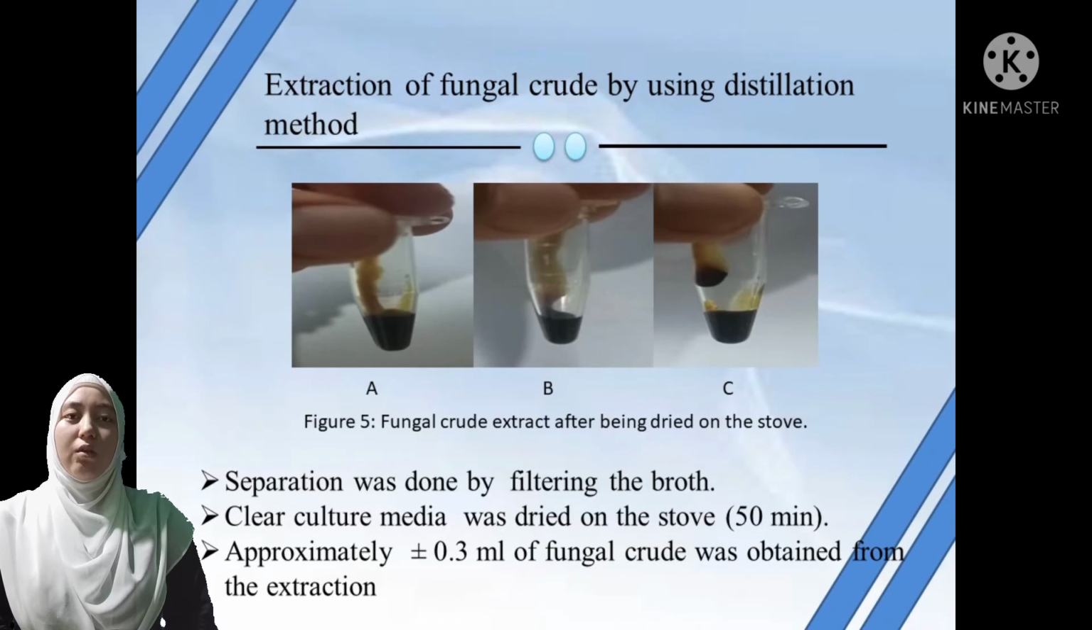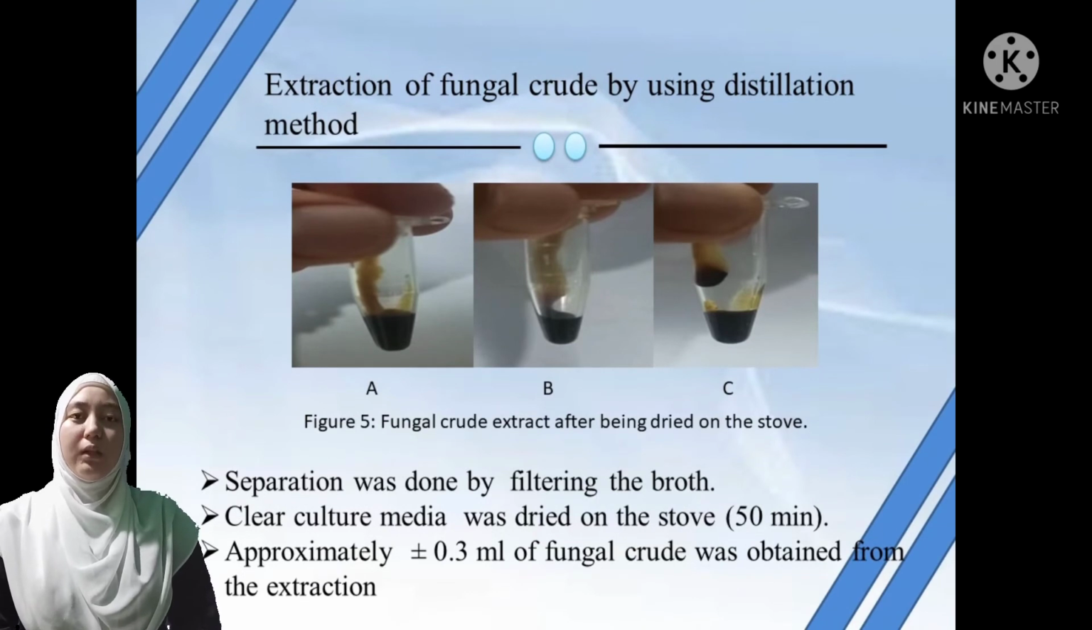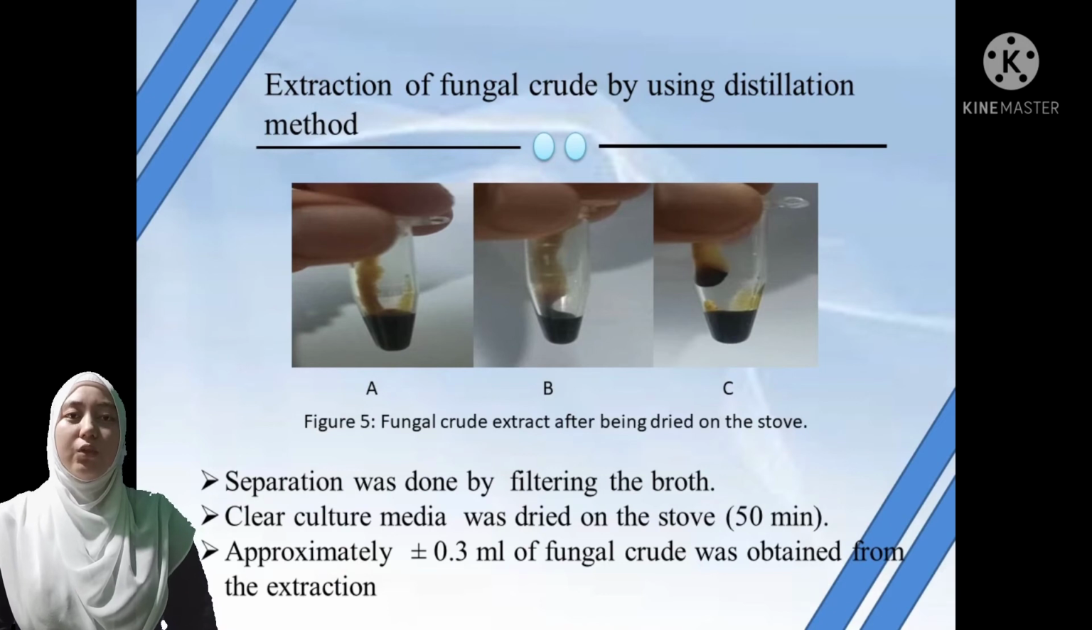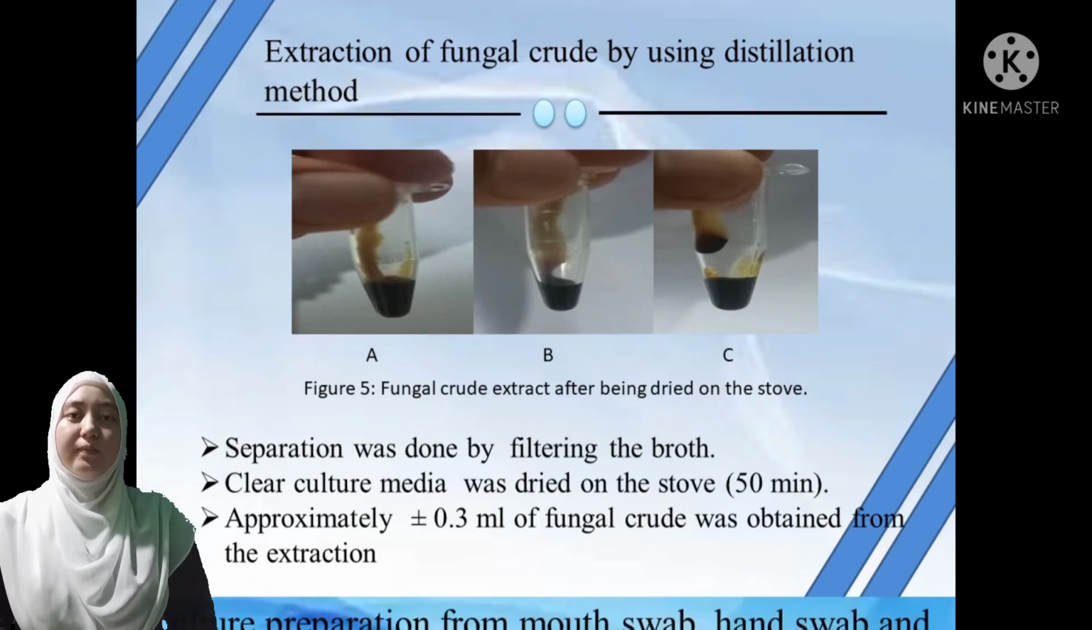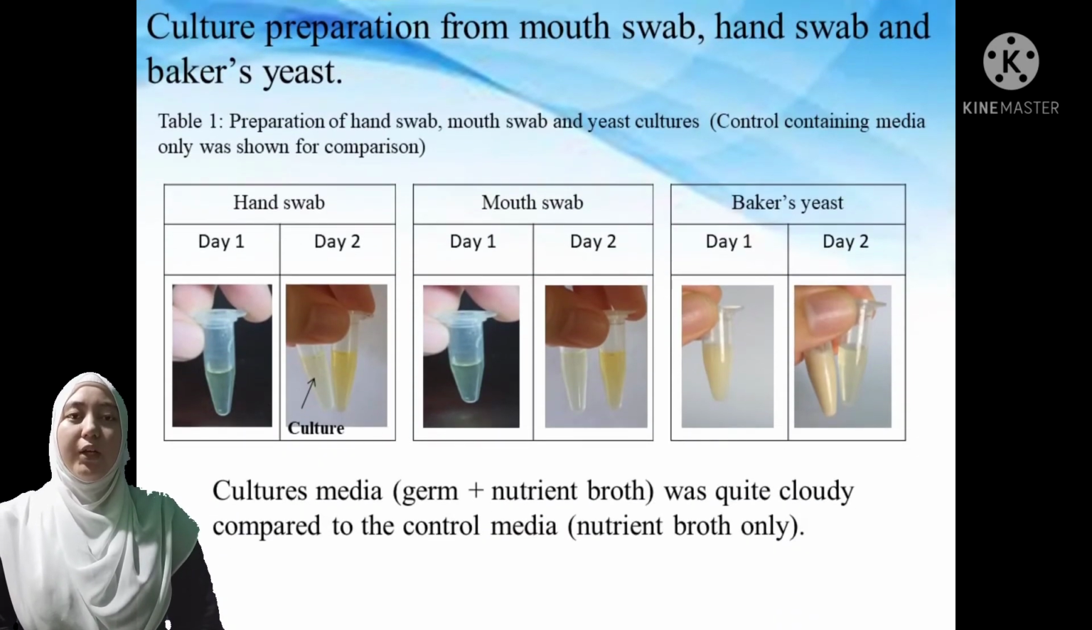Third, extraction of fungal growth by using distillation method. It is shown that plus minus 0.3 ml of fungal growth was obtained from the extraction. The color of the fungal growth is dark brown with a sticky state. Next, culture preparation from mouth swab, hand swab, and Becker's yeast. In table 1, it can be seen that the culture media was quite cloudy compared to the control media. This indicates the presence of germ growth in the media.